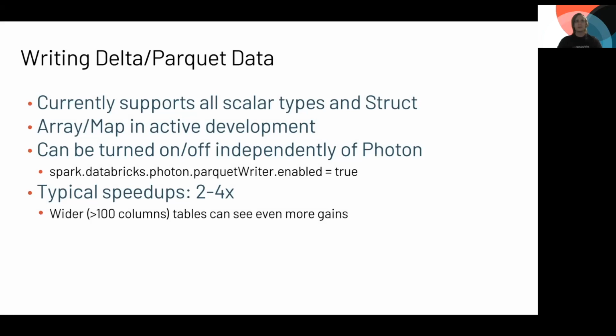So far, we've mostly focused on read operations, but another area where Photon shines are write operations. Specifically, Photon can accelerate writing to Delta and Parquet tables. It makes sense. Delta uses a columnar data format. Photon is a columnar query engine. They are a good fit, and the typical 2 to 4x speedups we've seen certainly agree. The relative speedup even tends to increase for wider tables.